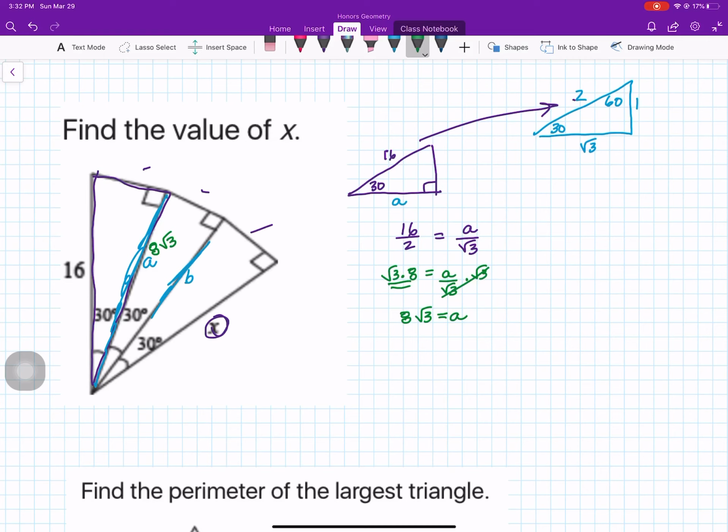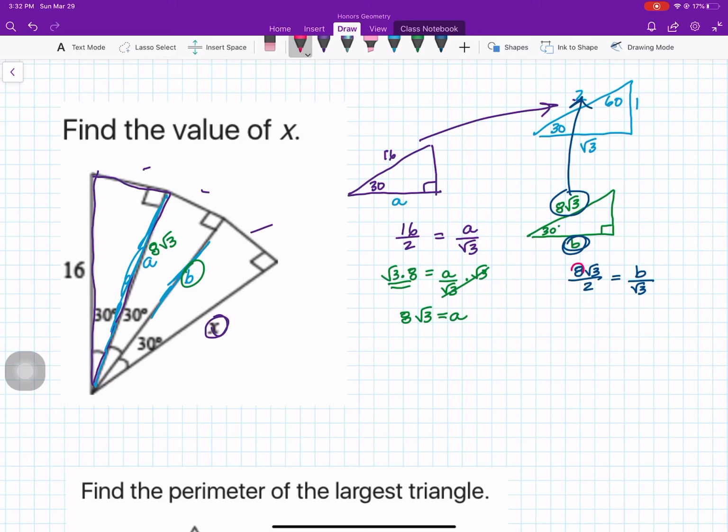Now basically I have to repeat the process again. So I'm going to draw this triangle outside of my original one just to make life a little bit easier on myself. So I have 8 root 3 here. Now I'm looking to find side B. And I still have a 30, 60, 90 triangle. So this proportion is almost exactly the same as the previous proportion. I've got 8 root 3 over 2 has to equal B over root 3.